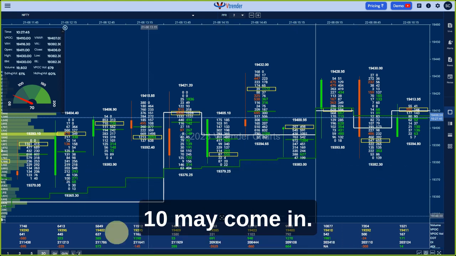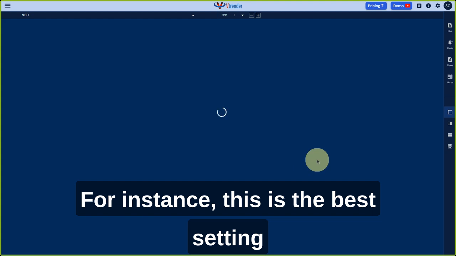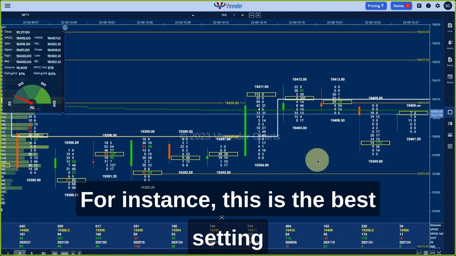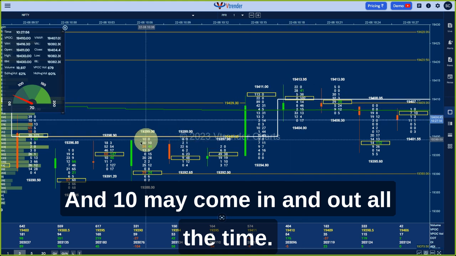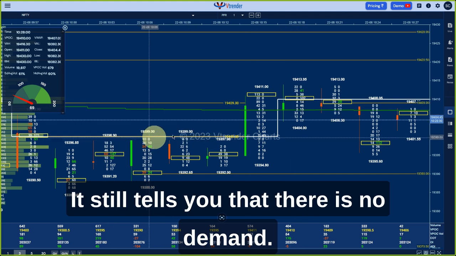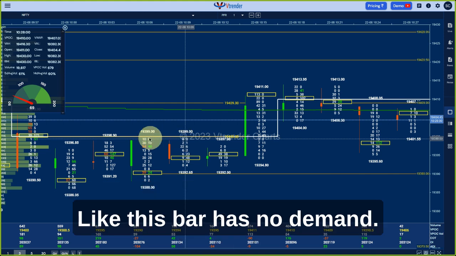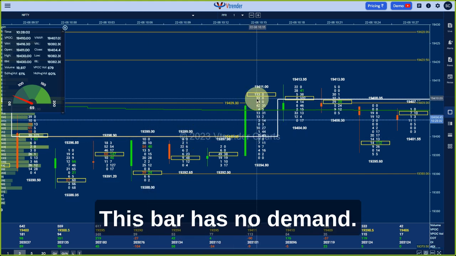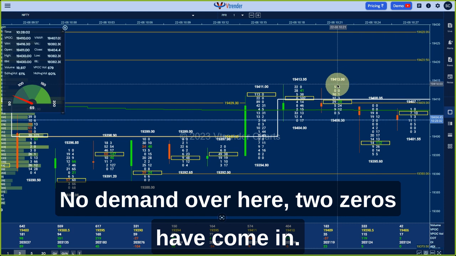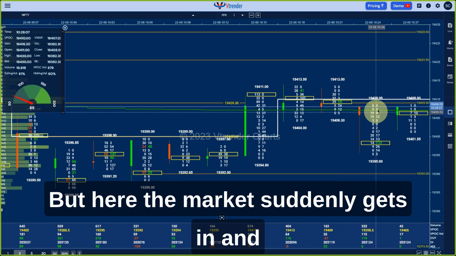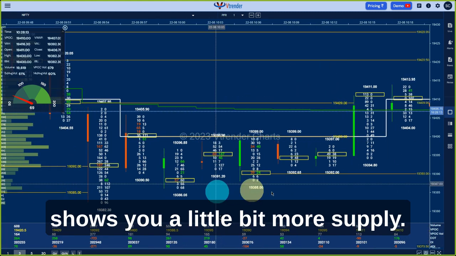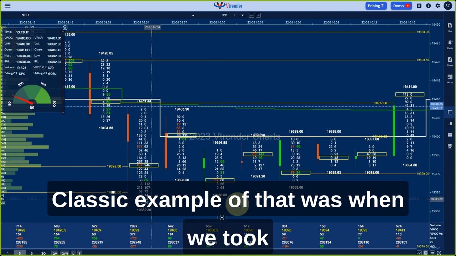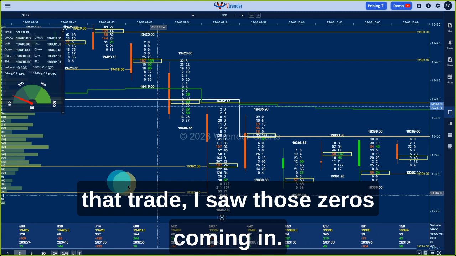1 0 may come in. For instance, this is the best setting for it, a 3-minute bar setting, and 1 0 may come in and out all the time. It still tells you that there is no demand, like this bar has no demand, this bar has no demand, no demand over here. Two zeros are coming, but here the market suddenly gets in and shows you a little bit more supply. Classic example of that was when we took that trade, I saw those zeros coming in.